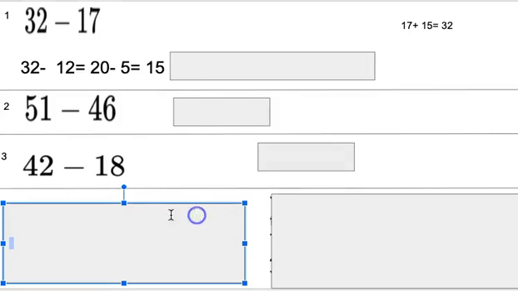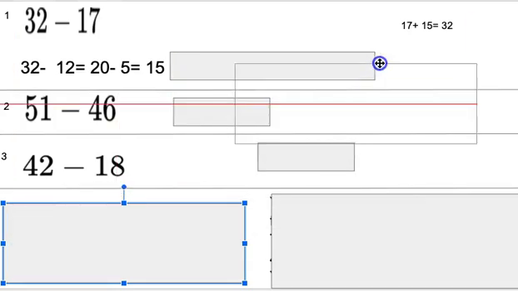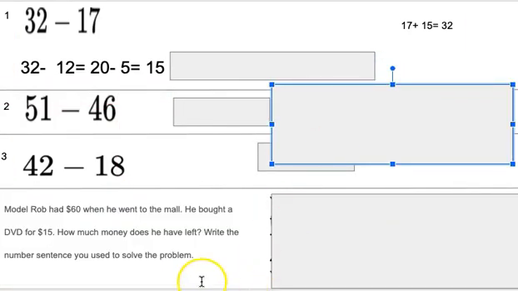Okay, we're going to go down here to our word problem, or story problem. So our story problem is Rob had $60 when he went to the mall. He bought a DVD for $15. How much money did he have left over? Write the number sentence you used to solve the problem.